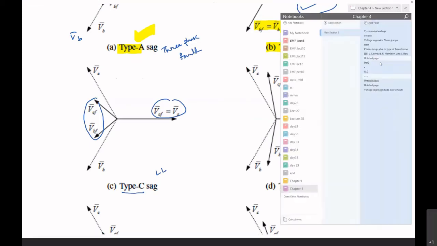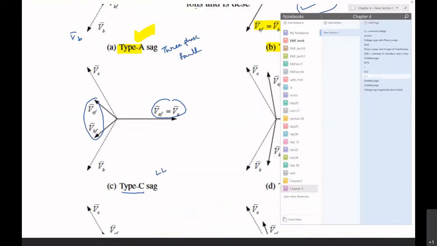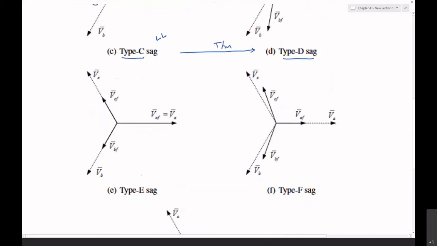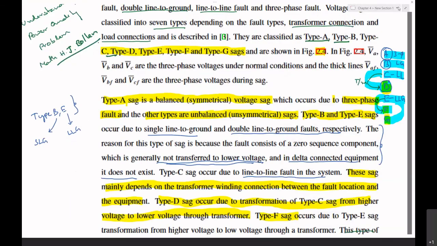And the type D is the transformation of C through the transformer. This is through the transformer transformation, and this is about the type E, which is a line-to-line ground fault. Type E fault is a line-to-line fault also, a line to line ground fault, type E fault.